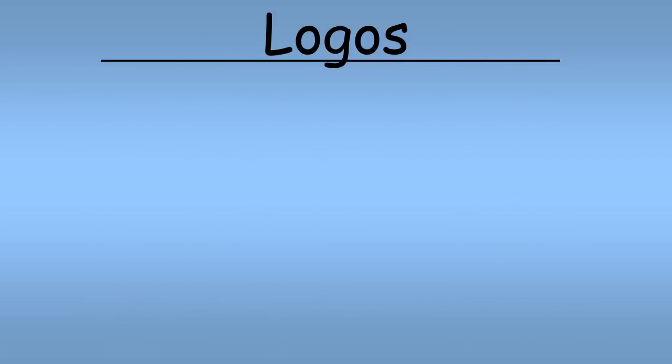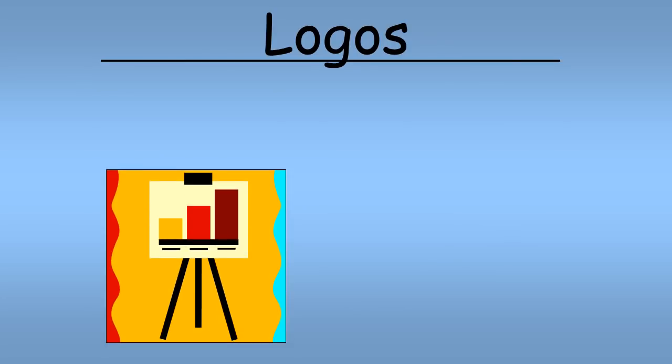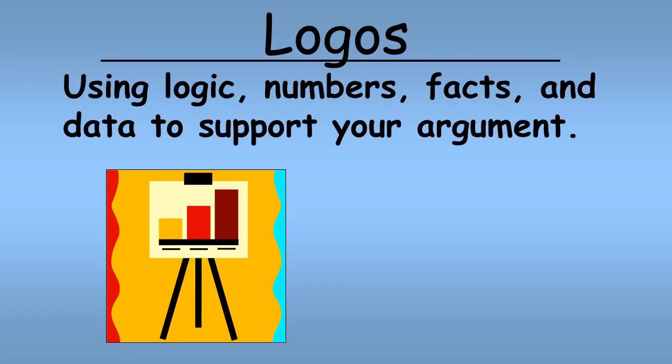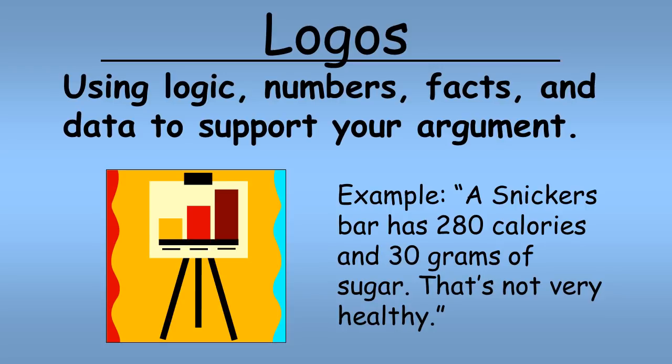Our next persuasive strategy is called logos. This is probably the most commonly used persuasive strategy, and it's defined as using logic, numbers, and facts and data to support your argument. An example might read something like, a Snickers bar has 280 calories and 30 grams of sugar. That's not very healthy.